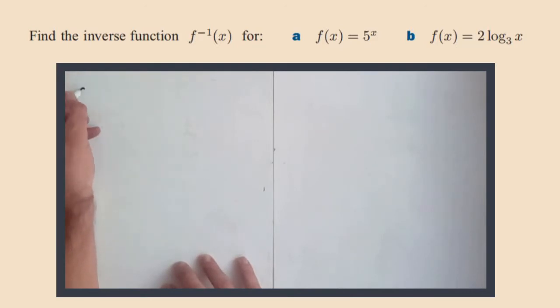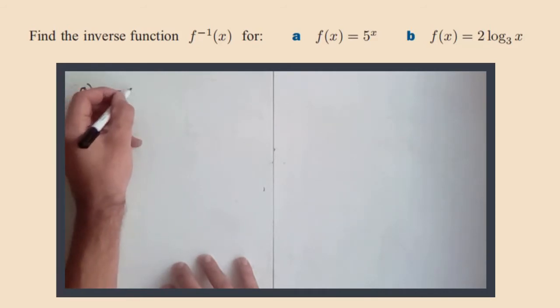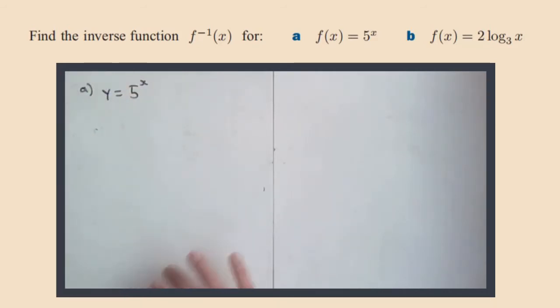So if we start with a, we can say f of x equals 5 to the x, so we can say y equals 5 to the x. Now it's up to you. You can interchange the variables now or later. Personally, I've always been used to doing it later, so that's what I'm going to do. So I'm going to try and make x the subject of this equation.